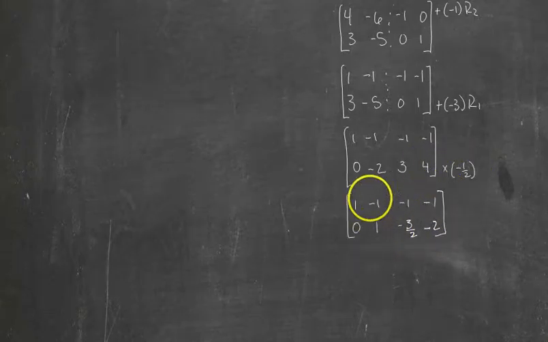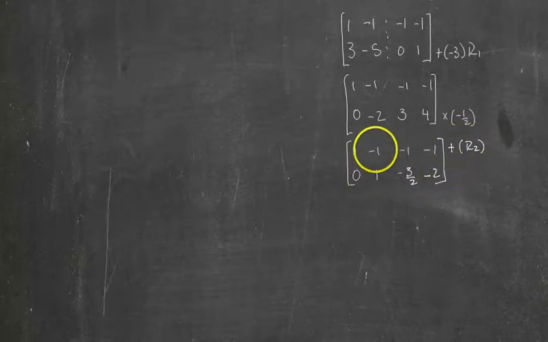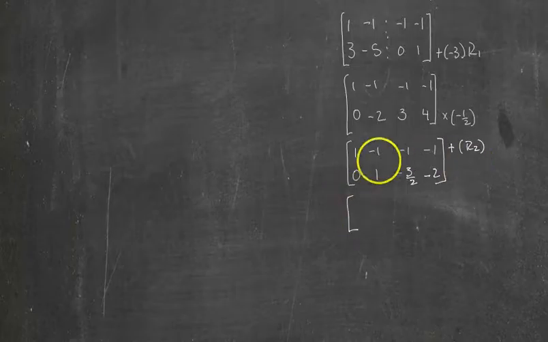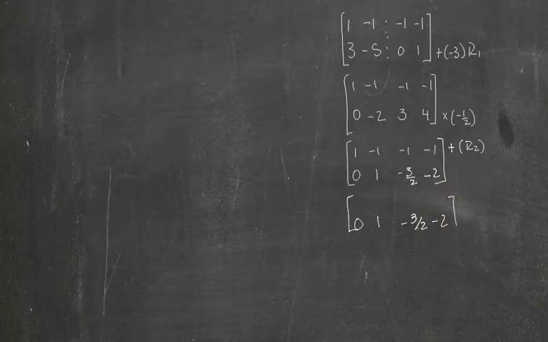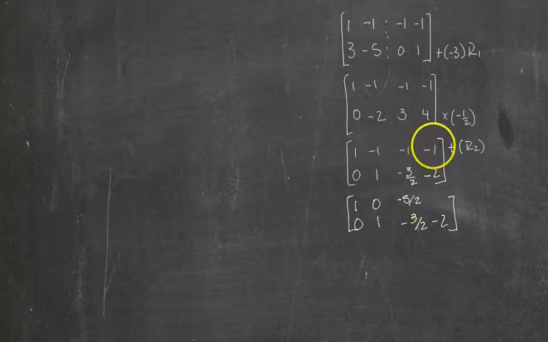And now I'm going to use this 1 to turn this position into a 0. And I'm going to do that by adding row 2. I don't have to multiply row 2 by anything because negative 1 plus 1 equals 0. So the row I'm not changing and the row I am changing. 1 plus 0 is 1. Negative 1 plus 1, 0. Negative 1 minus 3/2, so that's negative 2/2 minus 3 more halves is negative 5/2. Negative 1 minus 2 is negative 3.